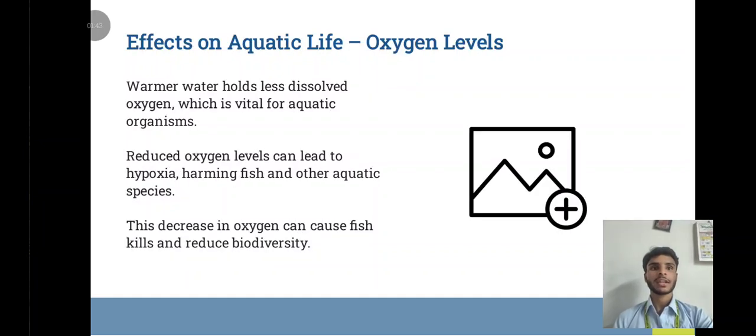Effects on aquatic life: oxygen levels. Warm water holds less dissolved oxygen, which is vital for aquatic organisms. Reduced oxygen levels can lead to hypoxia, harming fish and other aquatic species. This decrease in oxygen can cause fish kills and reduce biodiversity.